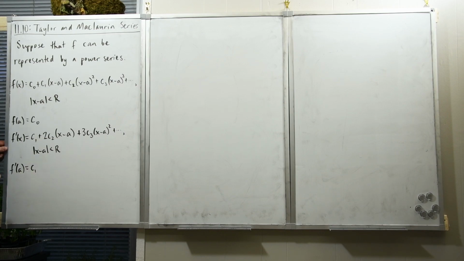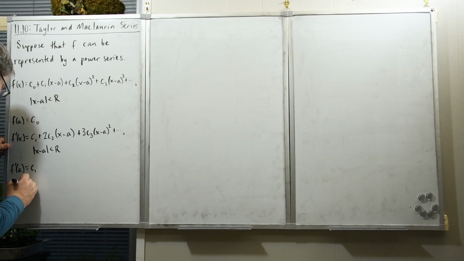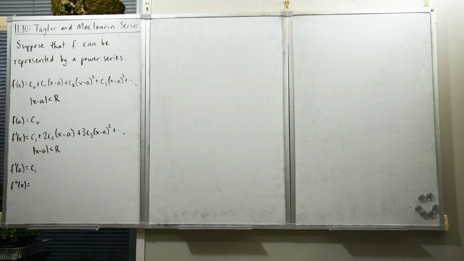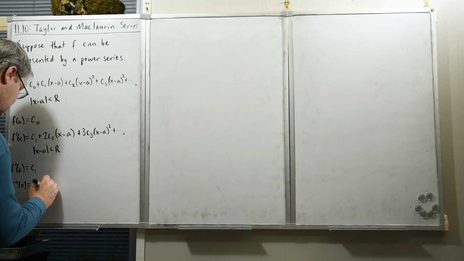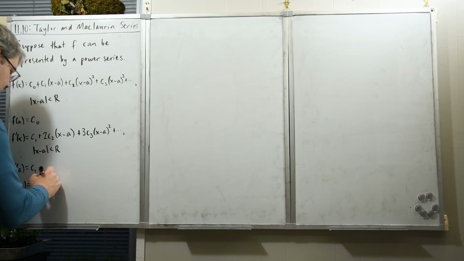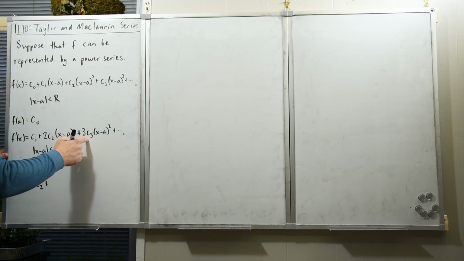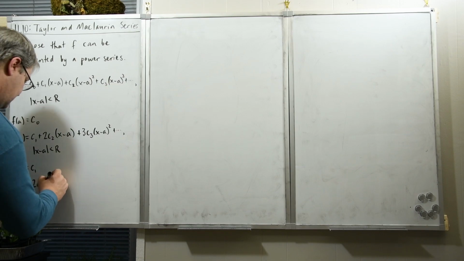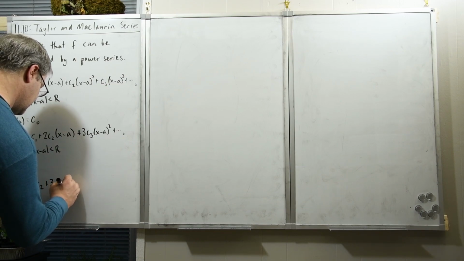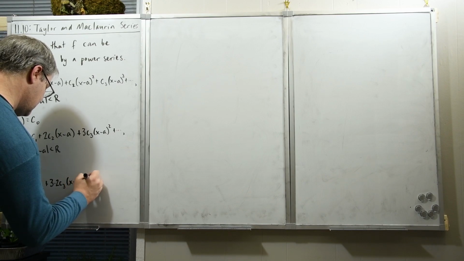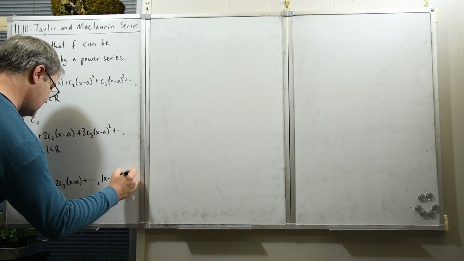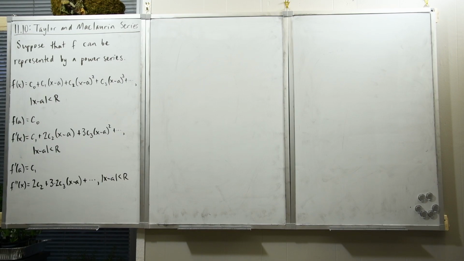But let's think about what would happen if we wanted to figure something out about c2. Well, this time we can take a look at f double prime of x. And if we take a look at f double prime of x, we differentiate c1, we get 0. The 2c2 times x minus a differentiates to 2c2. And then we'll have a plus 3 times c3 times 2 times x minus a. Well, we'll go ahead and just write it as 3 times 2 times c3 times x minus a, and so forth. And again, we'll have the absolute value of x minus a less than r.